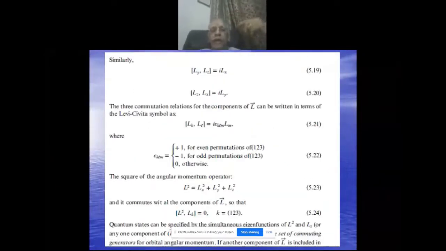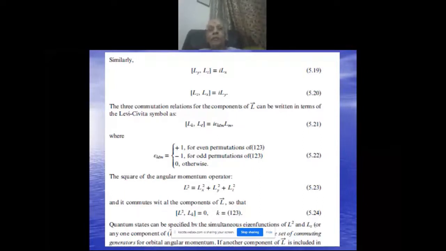So L squared is called a Casimir operator, an operator which commutes with all the generators of the group. So the commutator of L squared and one component, Lk, is equal to 0. One component you take.